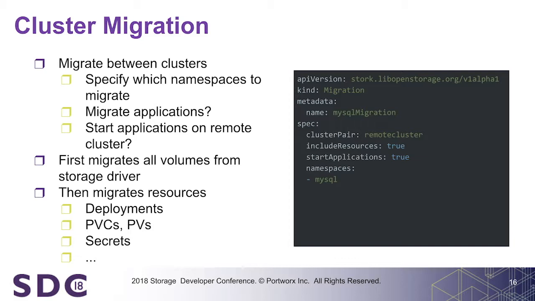So basically when you apply this, STORK is going to talk to your underlying storage subsystem. It's going to figure out what volumes are actually mapped to this namespace and these label selectors. And it's going to tell the storage subsystem to migrate these volumes from the source cluster to the remote cluster. And once that is done, STORK is then going to figure out what resources were a part of this namespace and these selectors, and it's going to apply them to the remote cluster. So this includes everything like deployments, PVCs, the PVs, your secrets, as well as any service config that you might have on that cluster.